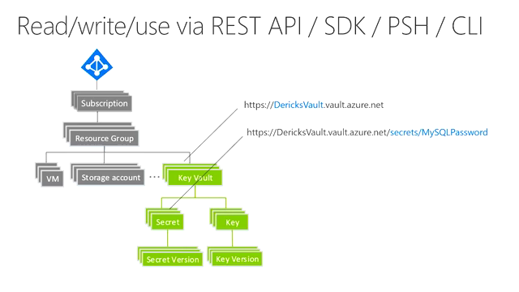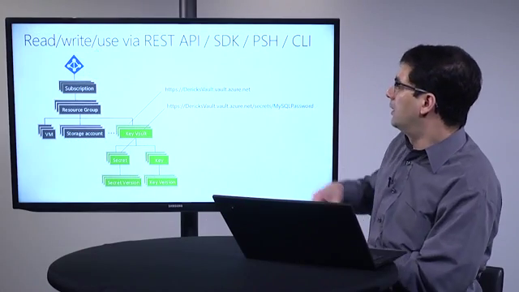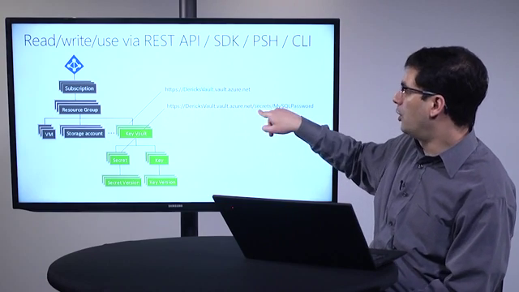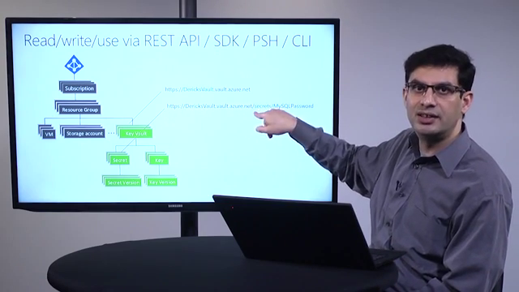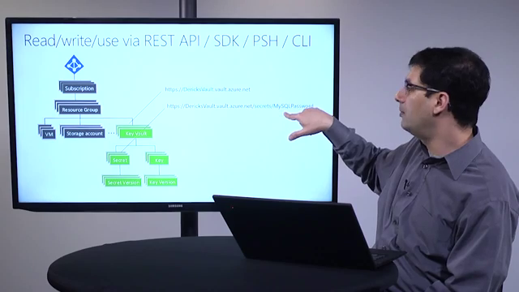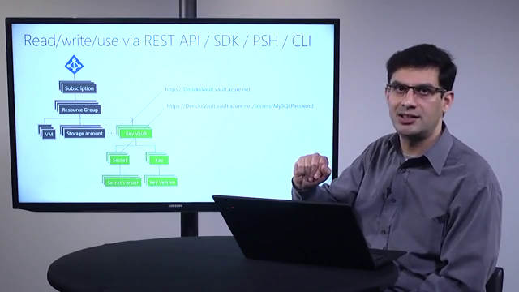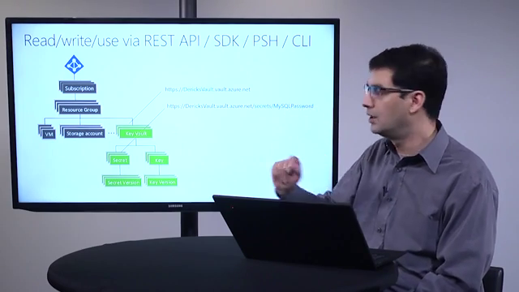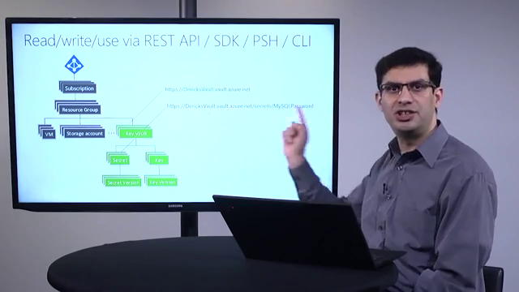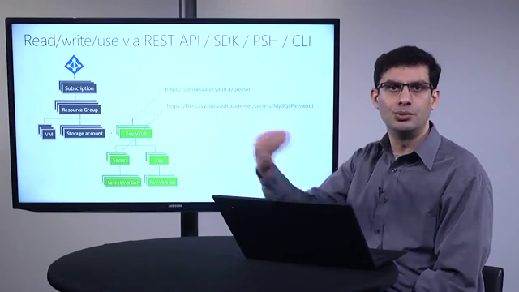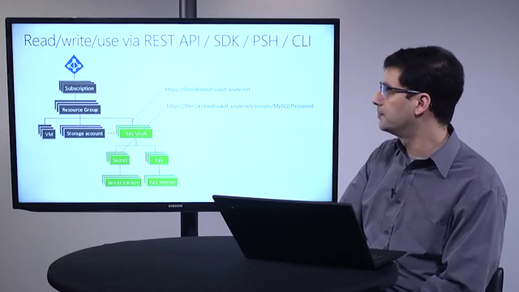Every secret that you add to that Key Vault has its own RESTful URI, which is the URI of the Key Vault, followed by the hard-coded word secrets, followed by the name of your secret. In this particular case, let's say you added a secret called MySQL password. That's the URI that you HTTP put or HTTP GET to write your values or to read your values.